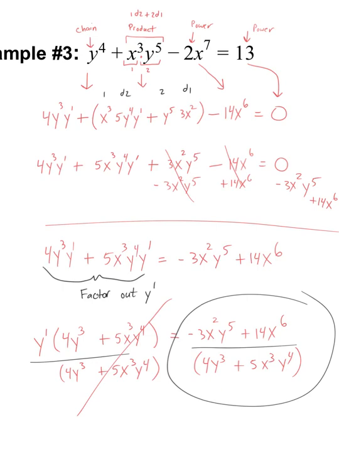If you can get this far, if you can get y prime by itself, I am thrilled. All right, calculus, that is implicit differentiation. We will do example number 4 later.